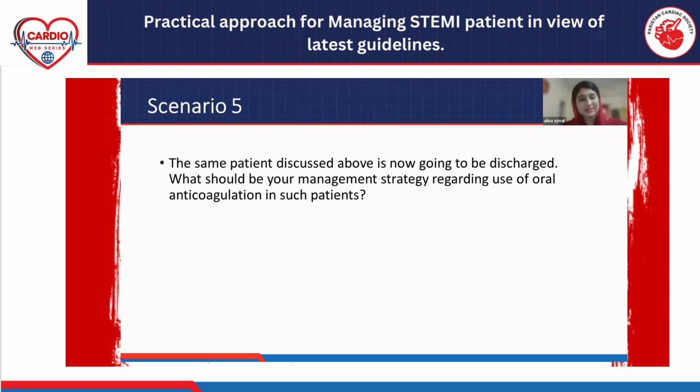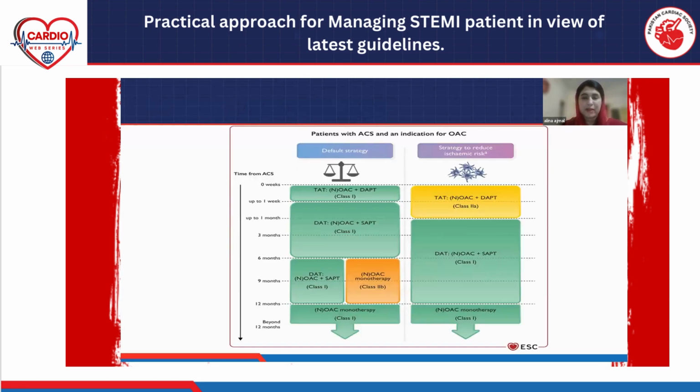The next scenario is the same patient we have discussed previously, now at discharge. We will discharge this patient, right? What should be the major strategy regarding the role of anticoagulation in such patients? This is an important scenario, seen every day, in every ward, all over Pakistan. The patient with ACS and an indication for anticoagulation: what is the default strategy, and what strategy is to be followed to reduce ischemic risk?